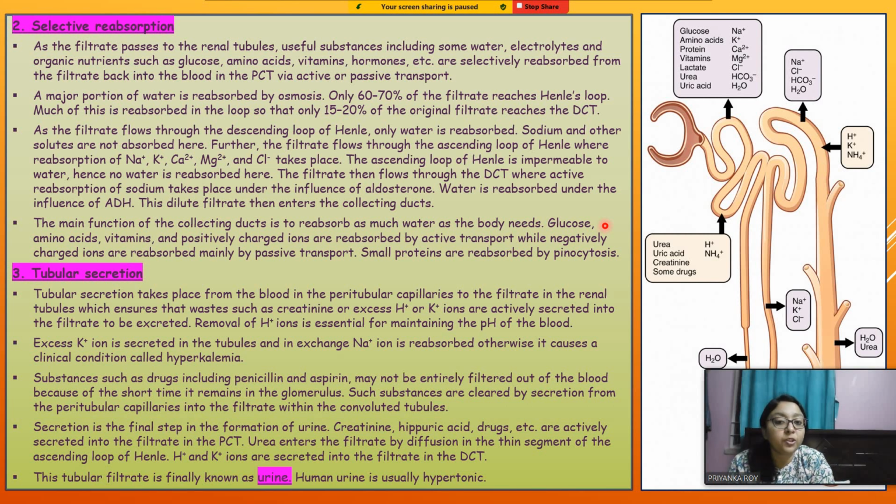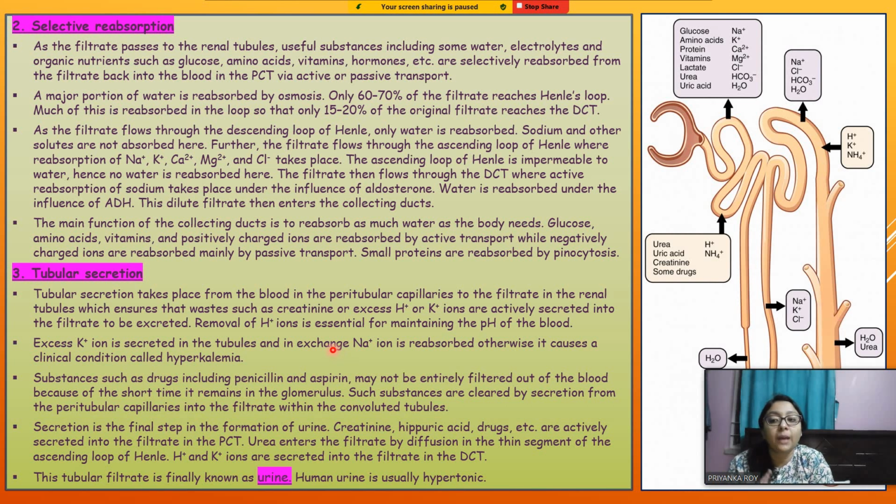Now the main function of the collecting ducts is to reabsorb as much water as possible because the body needs water. So you cannot let go of the water in the form of urine. So you have to reabsorb the water and take it back into the body again.